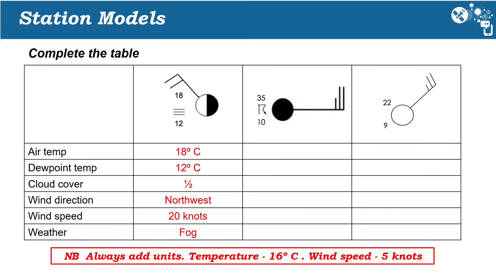Do you agree that the air temperature is 18 degrees Celsius? Yes, we can see the air temperature over there, 18 degrees Celsius. The dew point temperature is 12 degrees Celsius. We can see that. The cloud cover is half of the circle has been colored in. The wind is coming from the northwest. There are 2 long feathers, so it will be 20 knots. And the weather station symbol signifies fog.